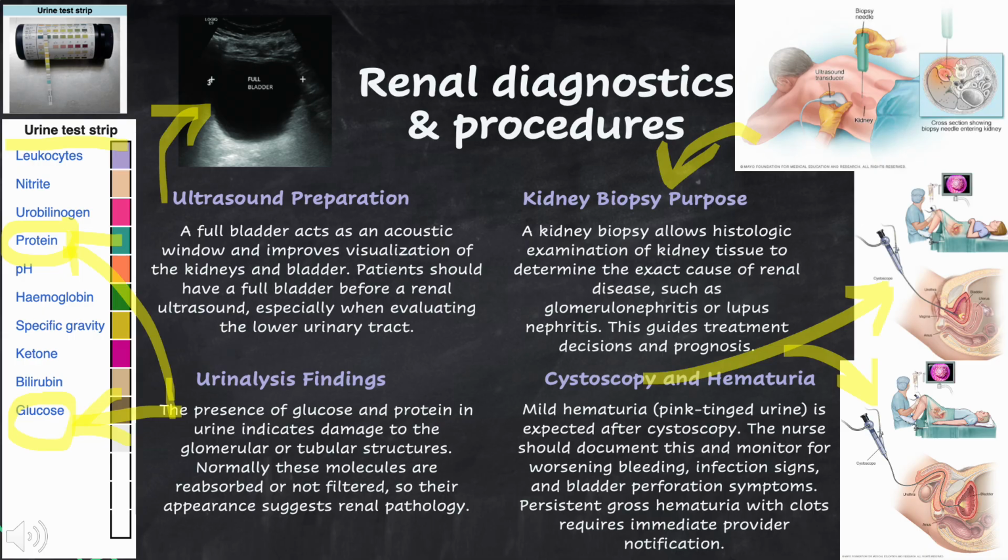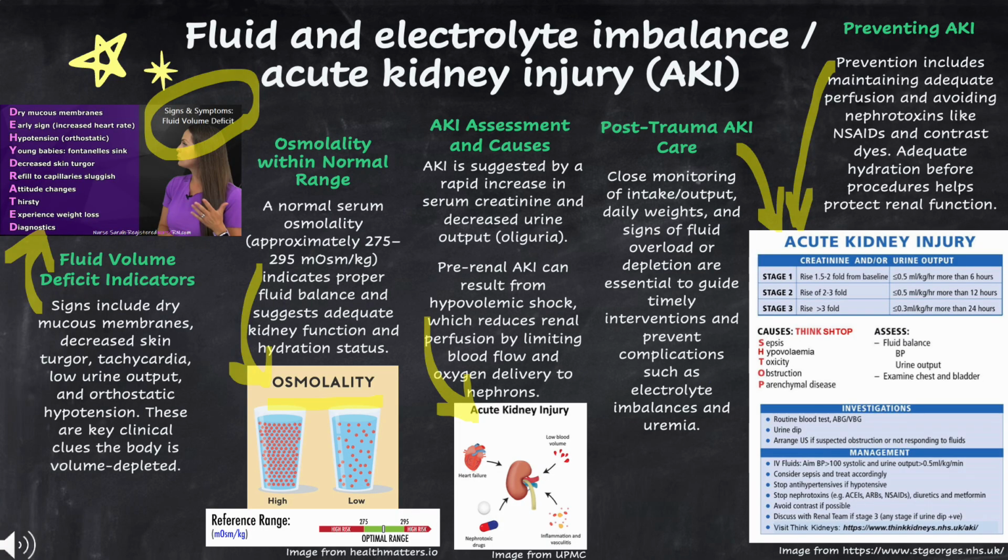If the patient experiences persistent bleeding with bright red blood or clots, significant abdominal or pelvic pain, fever, or difficulty urinating, these could indicate a complication such as bladder perforation or infection, and the provider should be notified immediately. By understanding these diagnostics and their aftercare, nurses can prepare patients appropriately and promptly recognize any abnormal results or post-procedure issues.